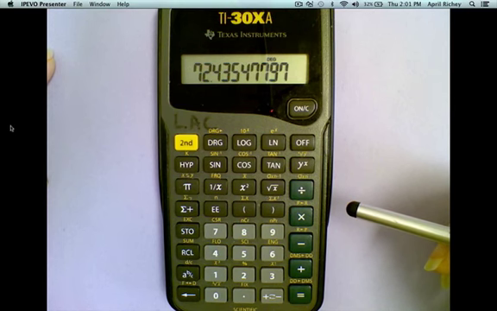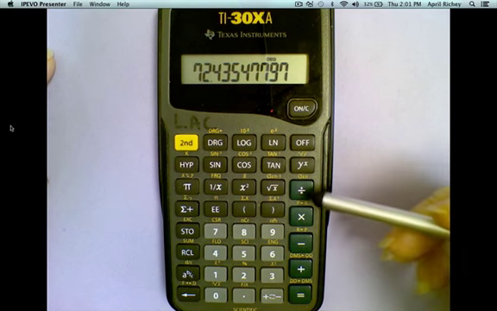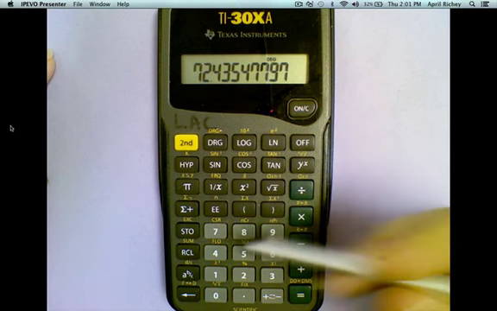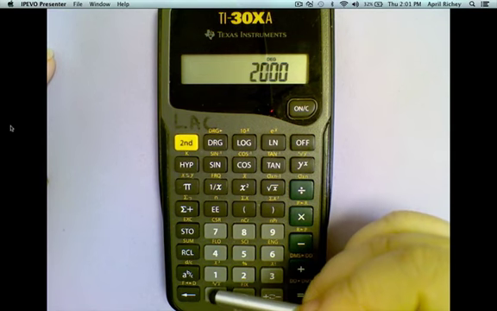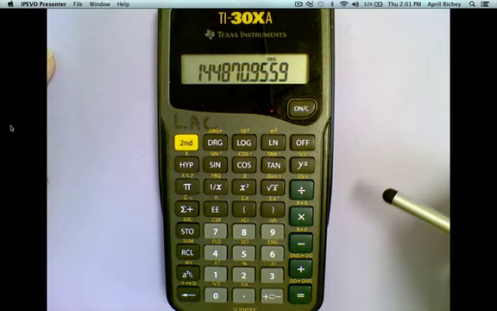And that gives me 72.435, and that decimal continues on. Now I'm going to multiply this by 2,000. So times 2,000, and that gives me 144,870.9559.